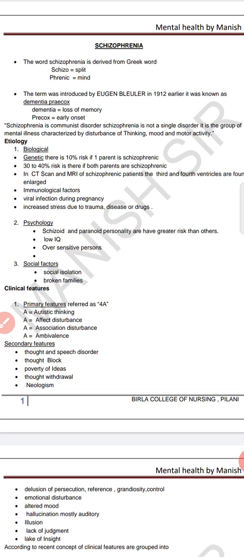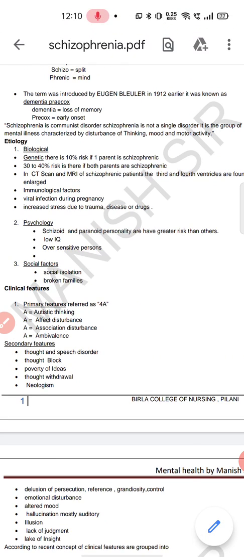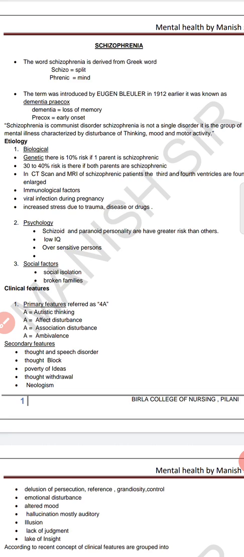Now we are talking about the clinical manifestations. Here is the 4A theory, which refers to the primary features of schizophrenia. The first A is autistic thinking, the second is affect disturbance, the third is associative disturbance, and the last is ambivalence. These four are the classical symptoms of schizophrenia. Sometimes the examiner may ask what are the 4A of schizophrenia, or what are the classical signs of schizophrenia. So we consider these four the classical signs.